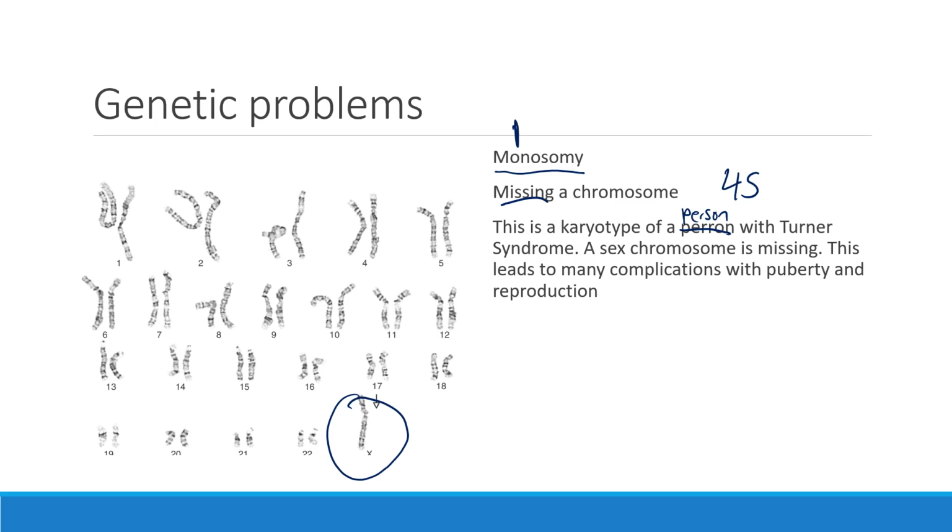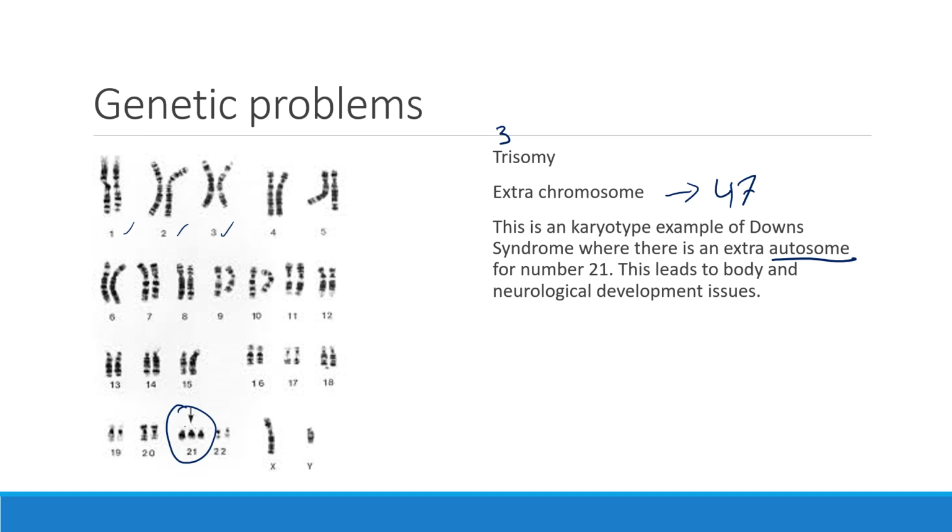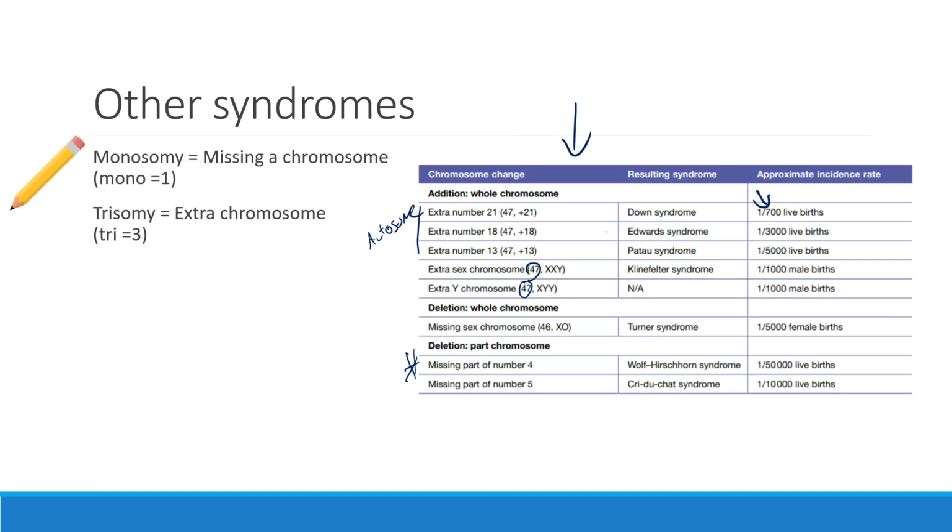We then said, if you have a situation where you're missing a chromosome, we call this monosomy. That means you are missing one of your chromosomes. You've only got 45. Trisomy is when you have an extra chromosome. That means you might have 47 chromosomes in total. And we quickly grabbed a look at this diagram to see what was going on.